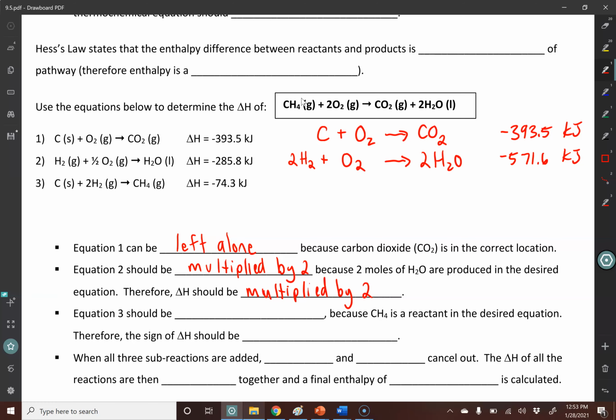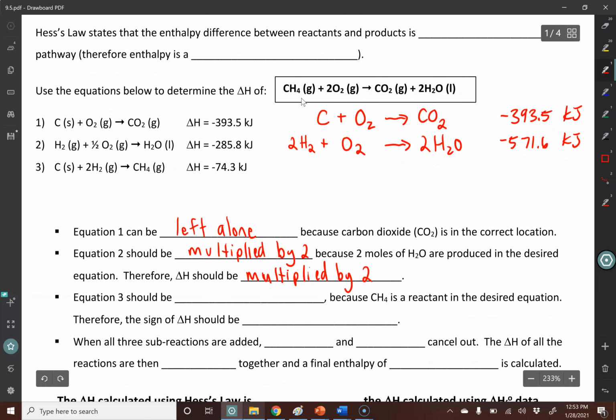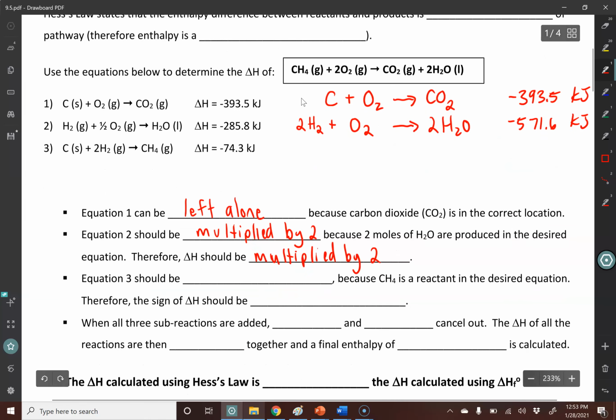Yeah, I need to reverse this reaction. So reaction 3 should be reversed. Sorry about that. Because CH4 is a reactant in the desired equation, I'm going to put CH4 and we'll decompose it. Make that a little bit neater. Sorry, chemists.